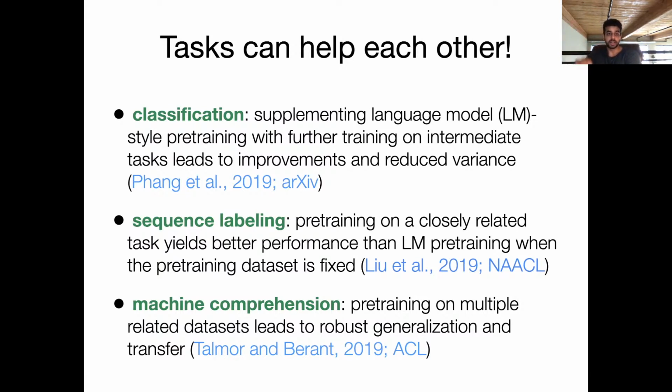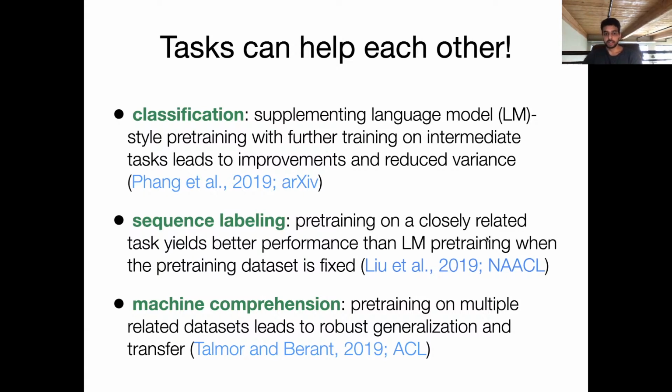And there's a lot of prior literature on this, right? So one of them that was assigned in your reading, this Phang et al. paper, showed for classification tasks that you first start with your pre-training objective on language modeling, then you do intermediate fine-tuning on all these different tasks, as well as reduced variance.